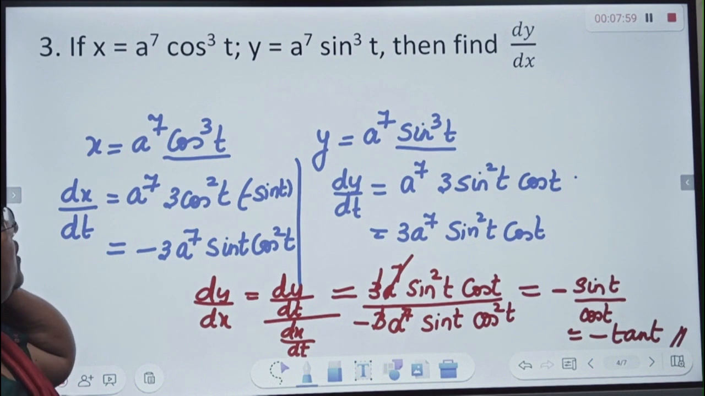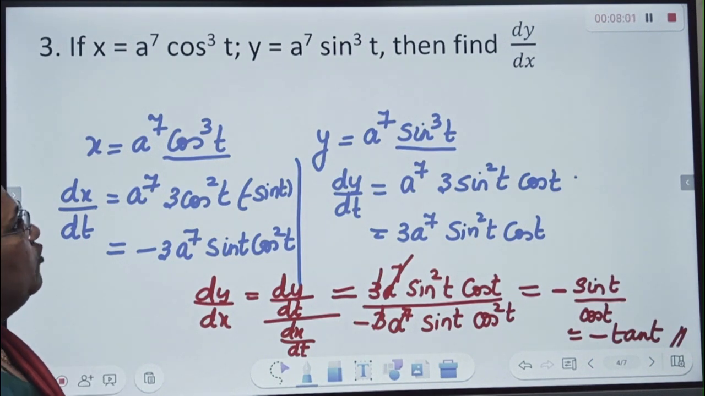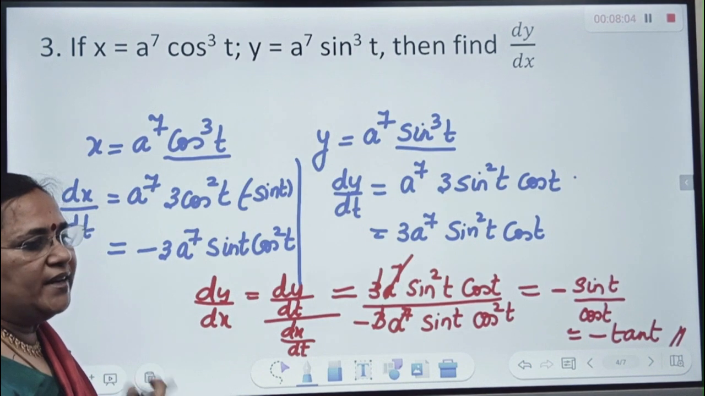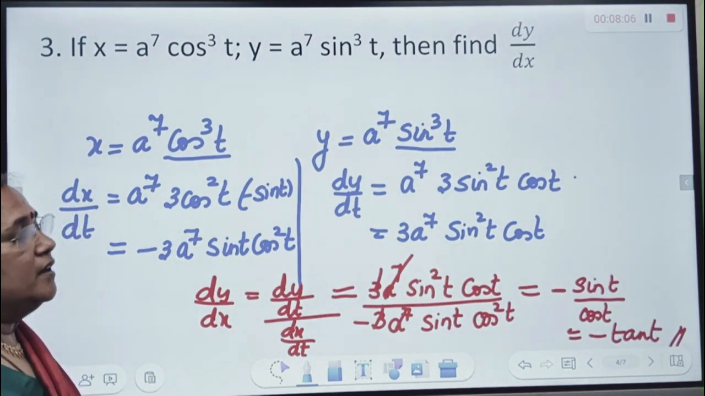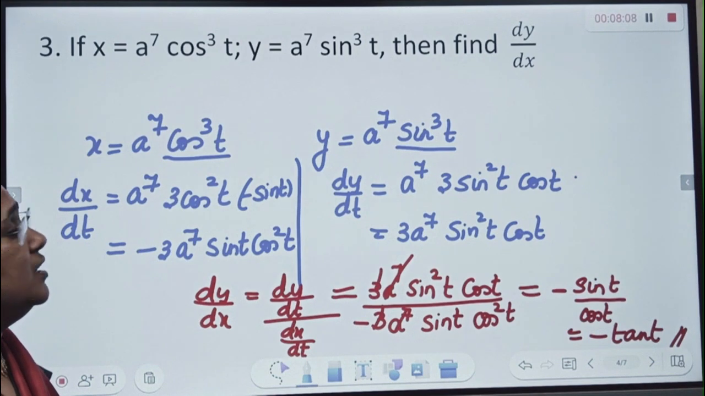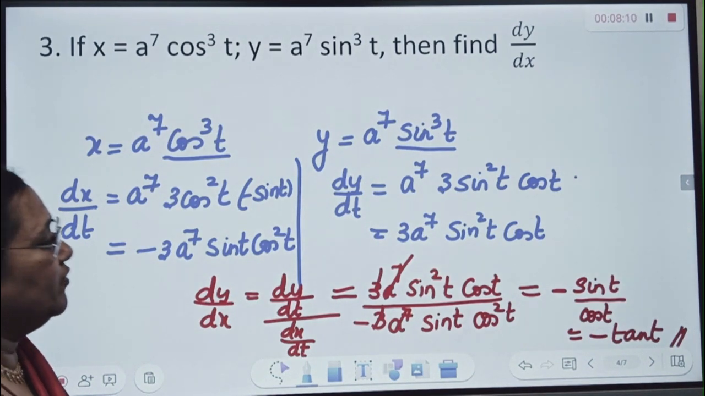So when x and y are given in the parametric form, dy by dx can be written as dy by dt by dx by dt, since x and y are functions of t.